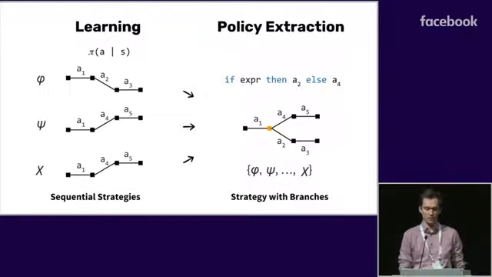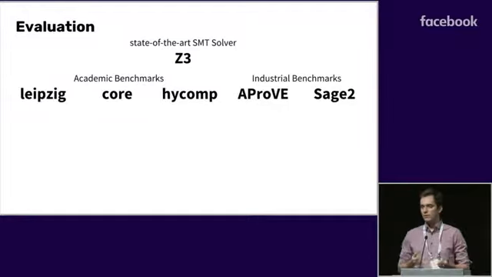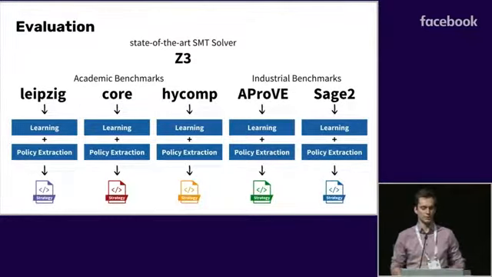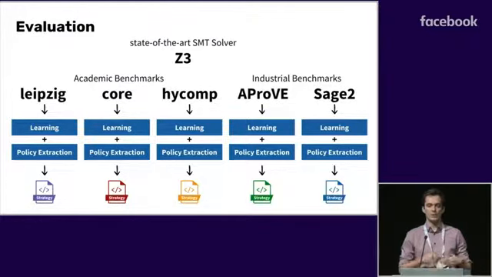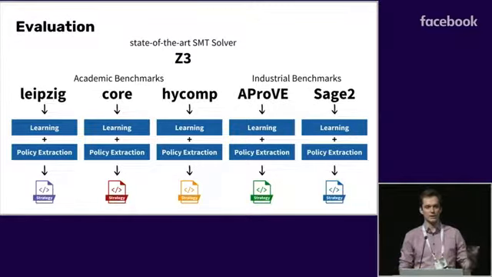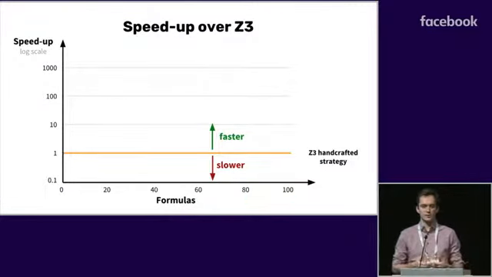Okay, so how well does this work in practice? To evaluate our approach, we compared against the state-of-the-art SMT solver called Z3, which is developed by Microsoft Research, on a set of benchmarks that are coming from both academia and industry. And for each of these benchmarks, we performed this two-step learning process. First, we learn the policy, and then we extracted the policy into this interpretable program that we use to instantiate the Z3 solver. And what we are interested in is our speedup.